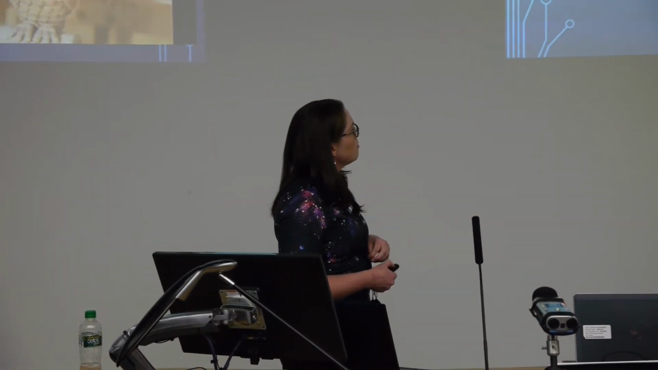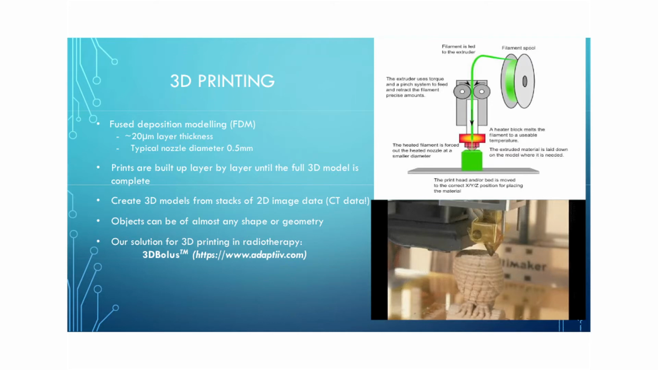So this is the basis of a 3D printer. It's fusion deposition modeling. So you've got your filament here, and it's essentially extruded. Prints are built up layer by layer until a full 3D model is complete. So essentially we create what we want to do on a CT data set, and we export it to our 3D printer.